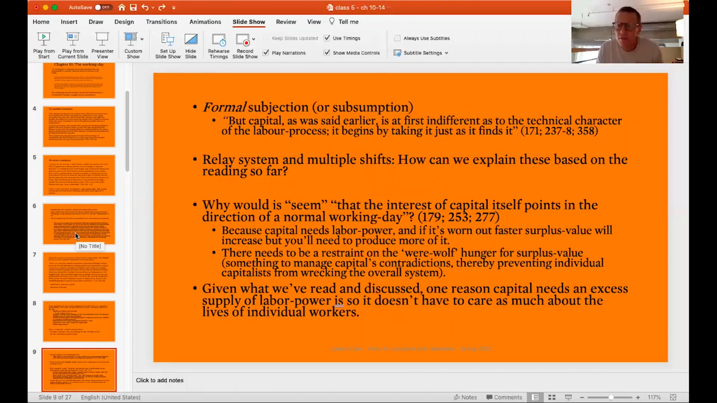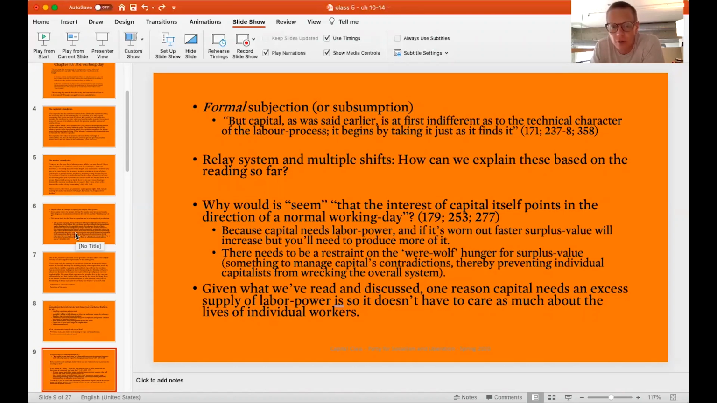We see, I think, the first mention of formal subjection, which is translated as subsumption in the Penguin edition. We'll talk about the significance of this. I think it is quite significant later on. But the main thing here is that when capital first approaches an industry or a sphere of production, it's indifferent to the technical character of the labor process, right? So it doesn't radically transform the labor process. It actually just extends the working day, for example, right?